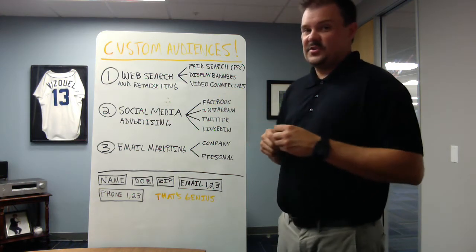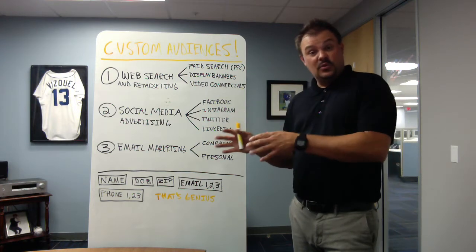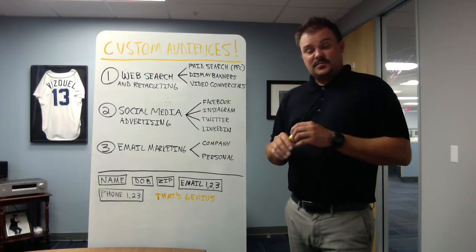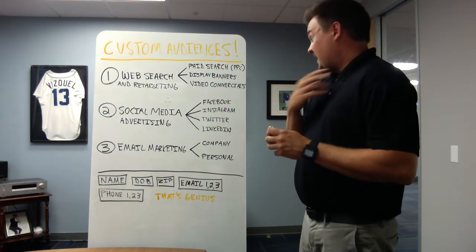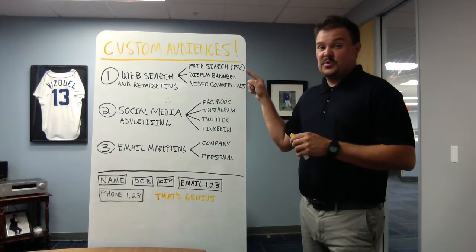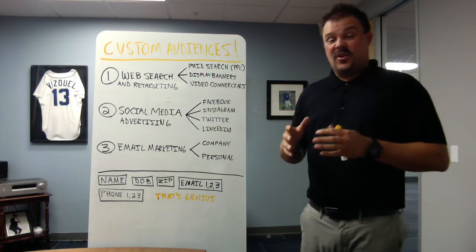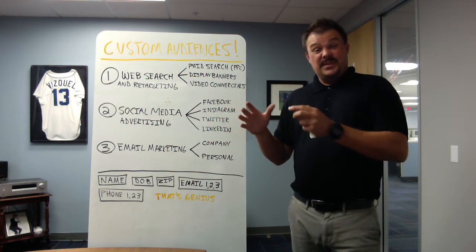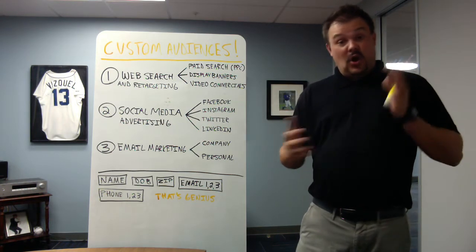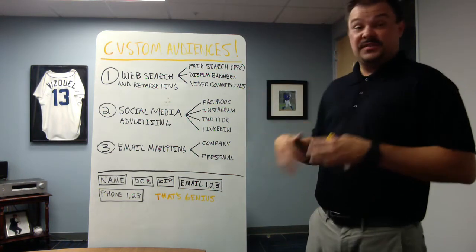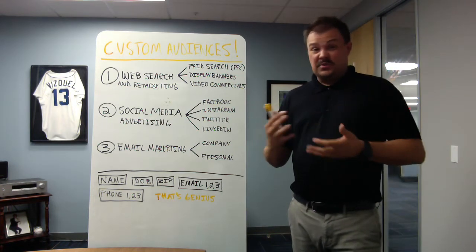First, let's talk about web search. So these are the results that come up when you type a question into Google or Bing. When you upload a custom audience into Google, you can actually target people with paid search results. This is a big deal. You can target people with display banners. These are the advertisements in different shapes and sizes that follow you around on random websites all over the internet. And then lastly, video commercials. If you didn't know, Google owns YouTube, and YouTube commercials are one of the best ways.